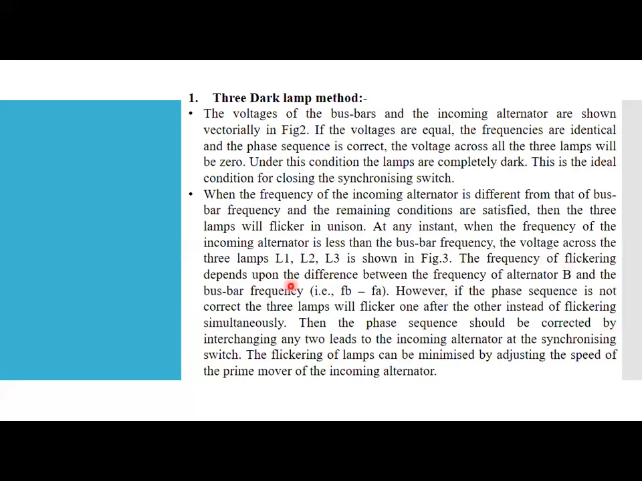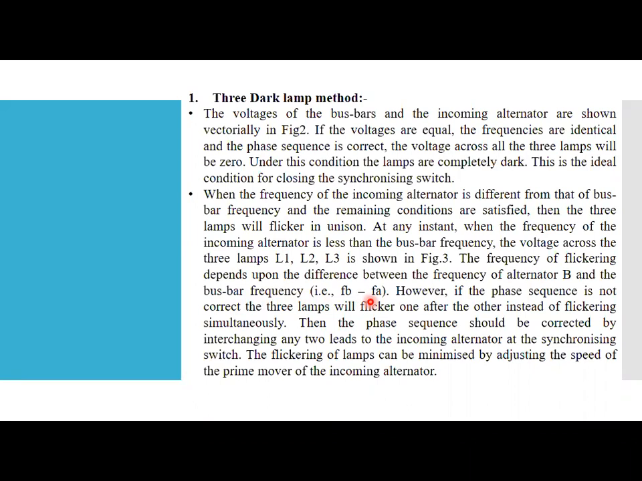So the frequency of the flickering depends upon the difference between the frequency of alternator B and the bus bar frequency. So it is FB minus FS. So there is a flickering. Suppose I want to reduce the flickering, then what do I have to do?